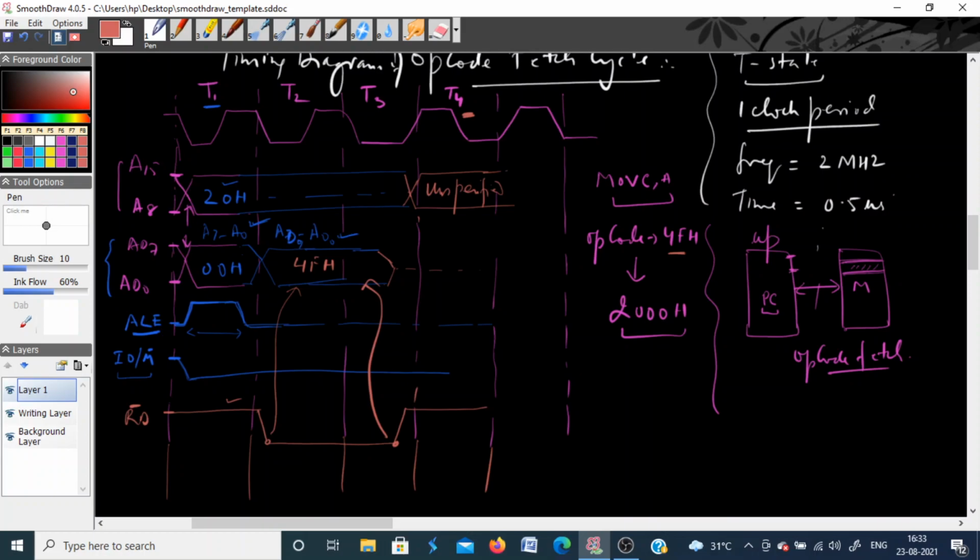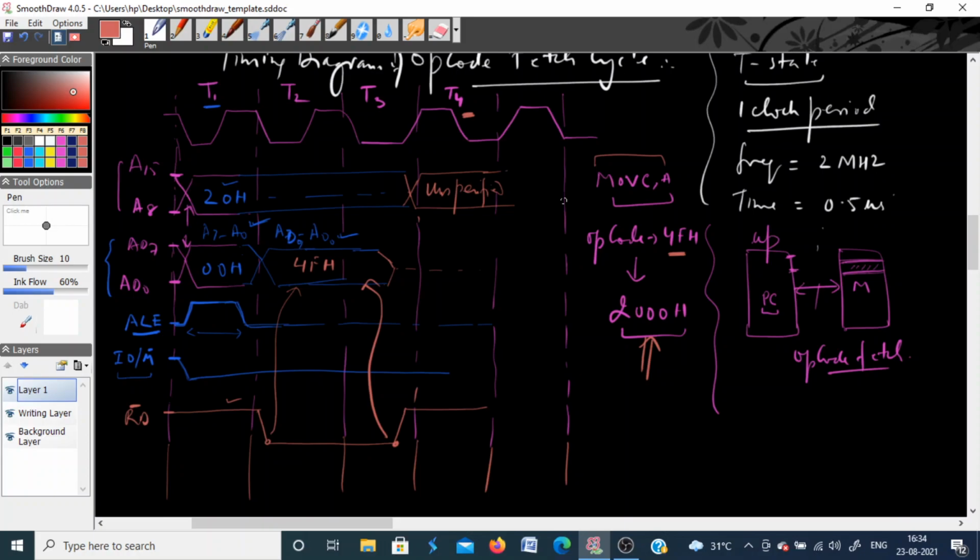Okay, so this is the timing diagram for the opcode fetch cycle, right? I will just revise it again so that it becomes more obvious to you. We are taking the example where we have to copy the contents of A into C, and the operation code for this is 4Fh, which is placed at memory location 2000h. So you already know what operations have to be done by the processor. It will first locate the memory location using the address bus.